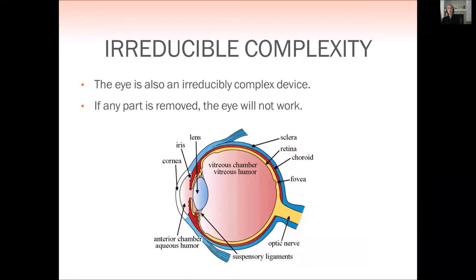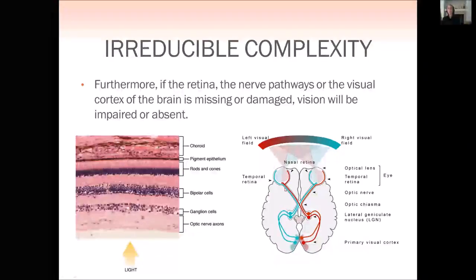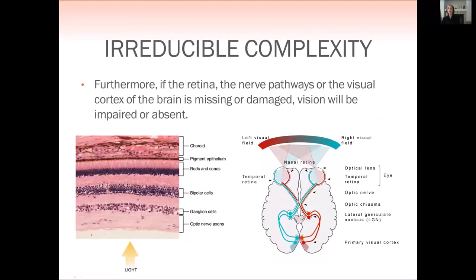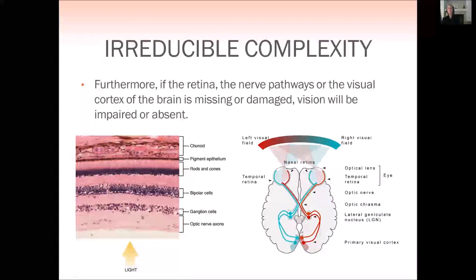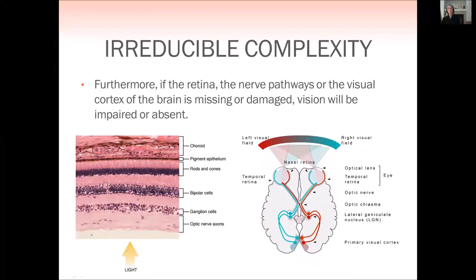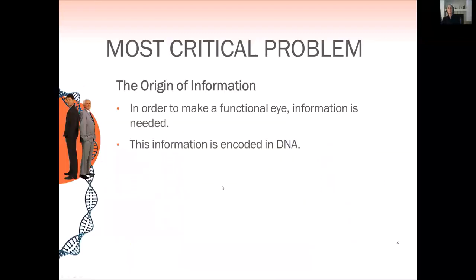Well, the eye is also an irreducibly complex device. The visual system is an irreducibly complex system. If you remove any one of these parts, the eye will not work. Furthermore, if you remove a nerve pathway or the visual cortex of the brain, or if you just damage them, vision will be impaired or absent. So the visual system is an excellent example of irreducible complexity.